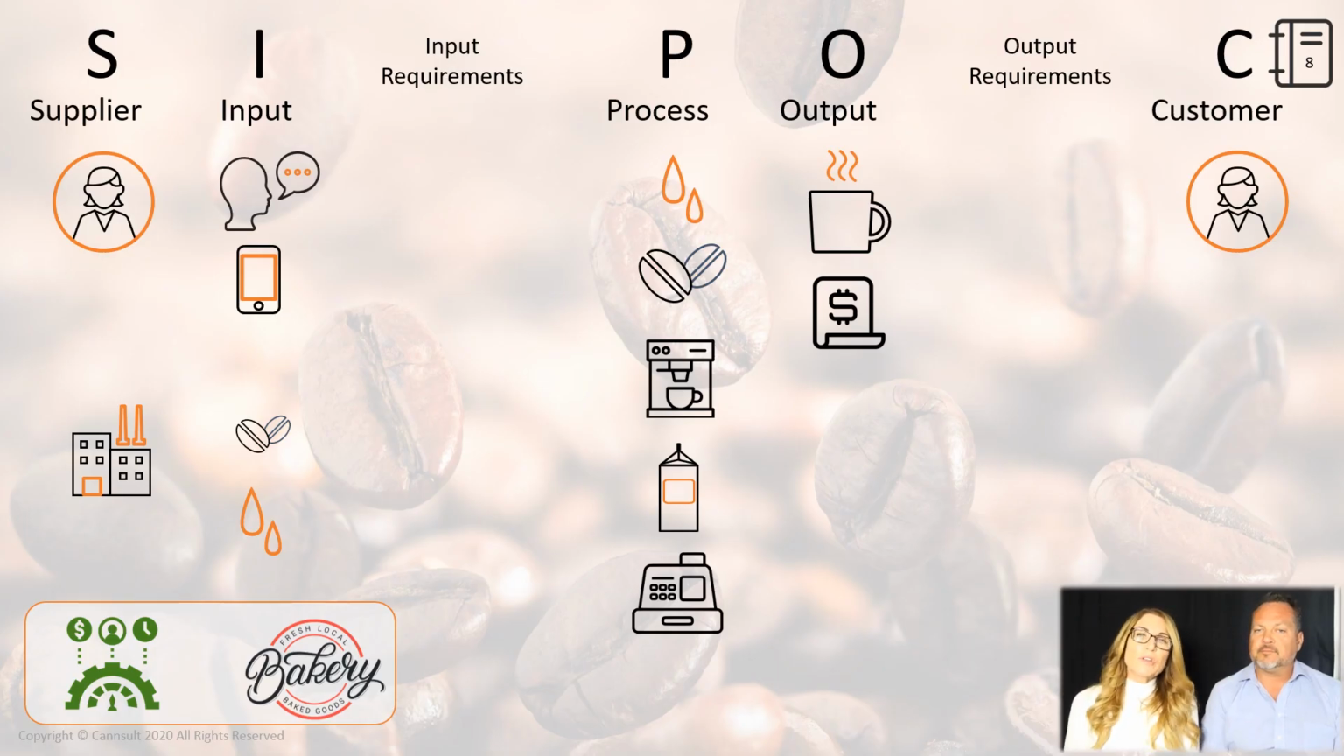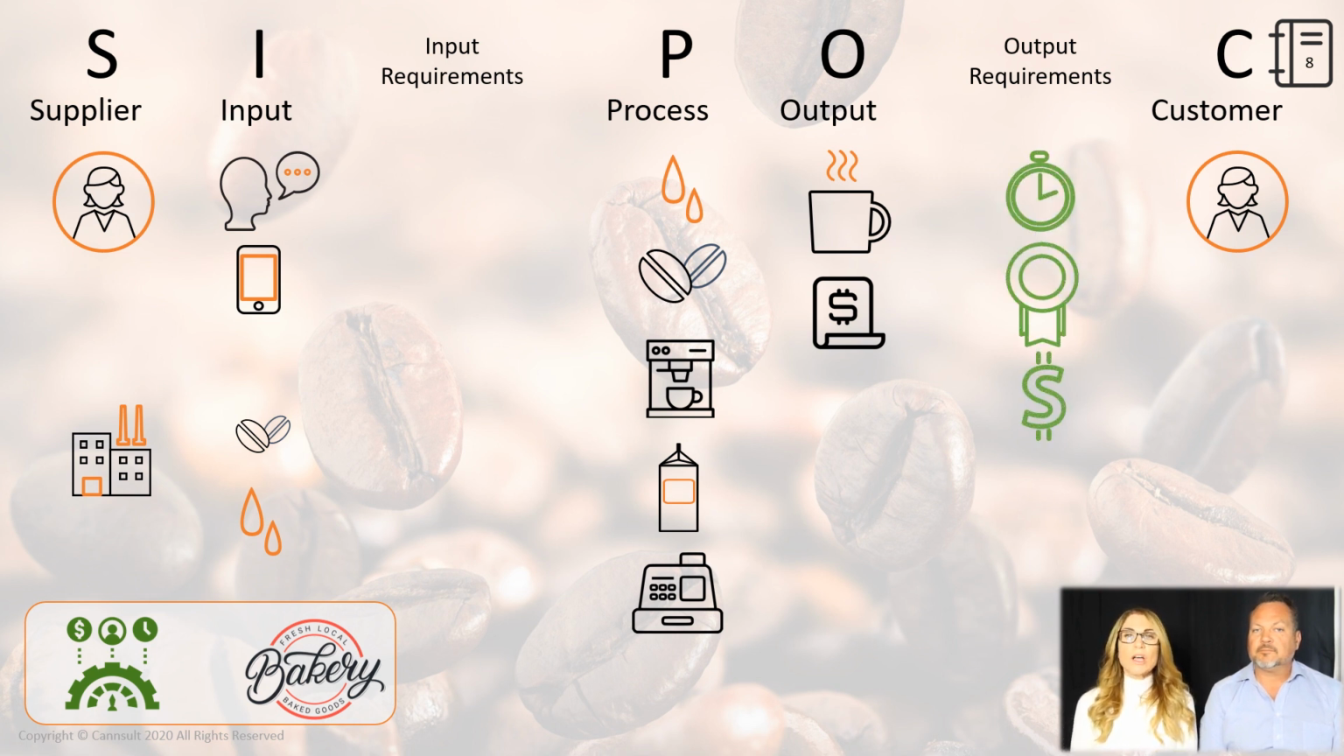Let's revisit our cup of coffee SIPOC and take a look at adding these 3 categories of requirements to our map. First, we'll look at the output requirements. Our customer doesn't want just any old cup of coffee. She has expectations for how quickly it's delivered, for the quality of the coffee, and for the value or the cost. And she'll expect the bill to be prepared quickly and accurately.